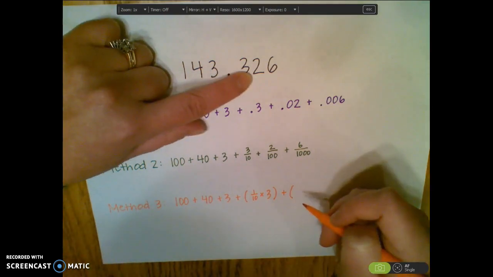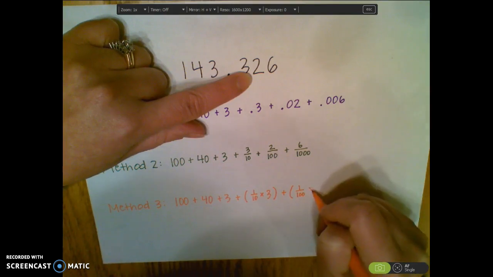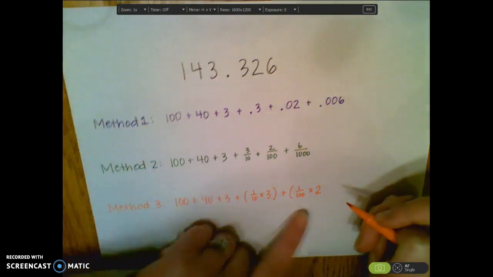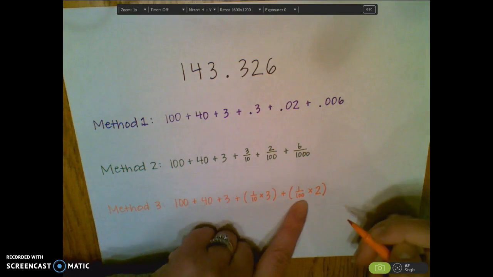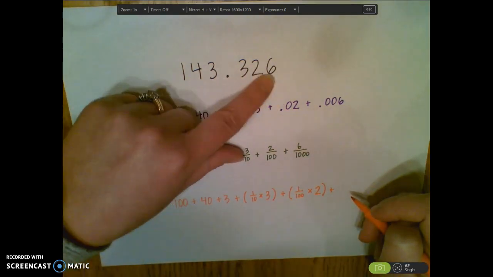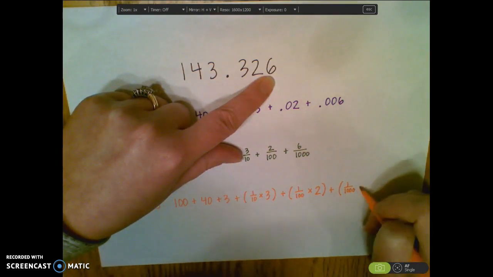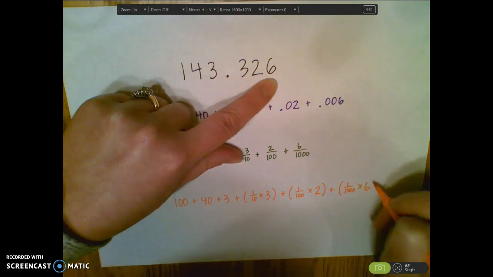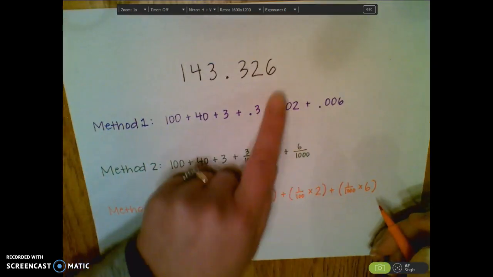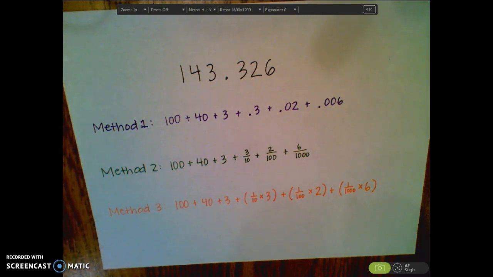Okay, now I'm moving on to my 100th spot. So if I have a 100th and I have 2 of them, 2 groups of 100th would be 2/100ths. And then I want to add that to my final number here, which is in the thousandths place. So that would be 1,000th. 6 groups of them would be 6/1000ths. Okay, so those are my 3 main ways that I can show expanded notation with decimals.